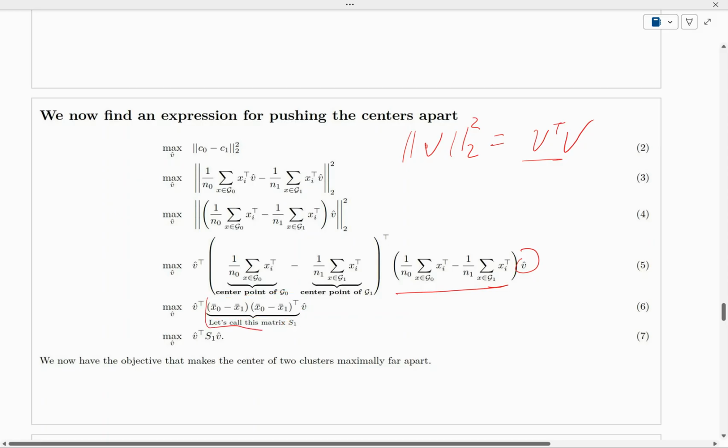So this right here is S1. This is how we end up getting this expression. If we were to find a vector such that this expression is maximized, we will essentially find a projection such that the centers of two clusters are pushed as far apart from each other as possible. Okay? That's how this works.